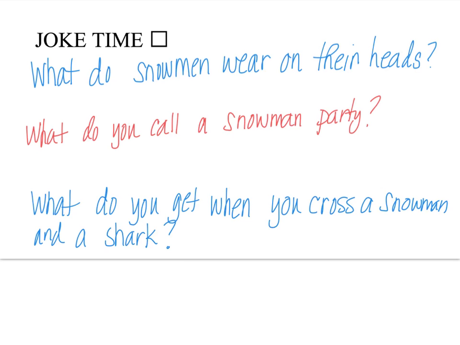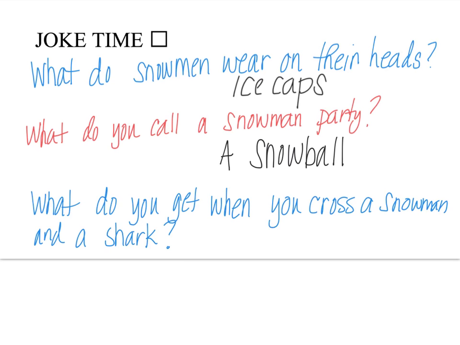Okay, as suggested today in fifth period, we're going to do some Christmas jokes. So I thought I would do some snowman jokes. So here we go with the first one. What do snowmen wear on their heads? They wear ice caps. What do you call a snowman party? A snowball. And the last one, what do you get when you cross a snowman and a shark?